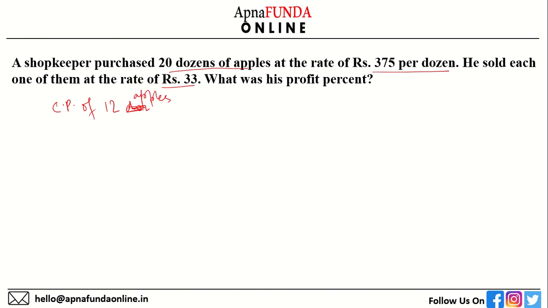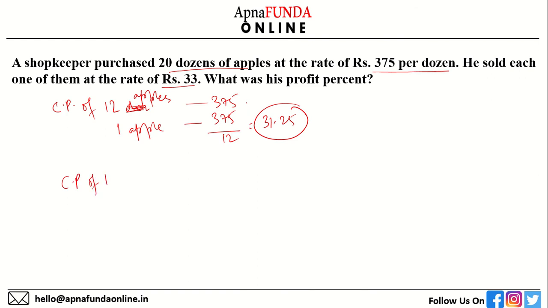We know that cost price of 10 apples is 375. The cost price of one apple will be 375 by 12. This will give me 31.25. Now we know CP of one apple is 31.25. We know the selling price of each apple is 33.